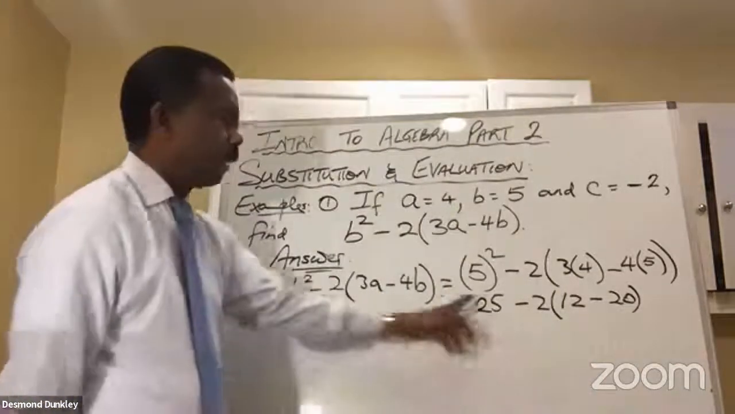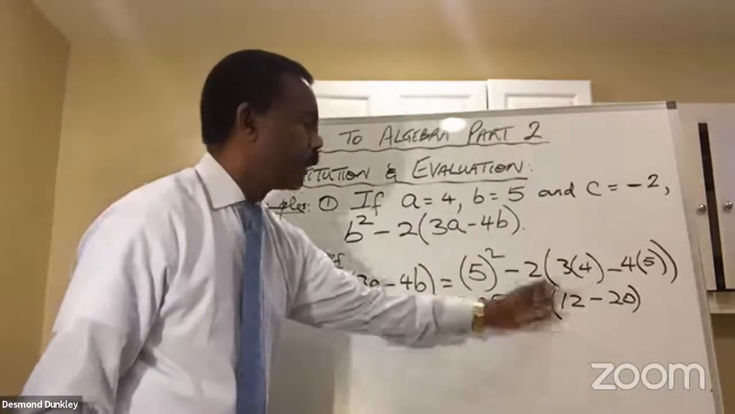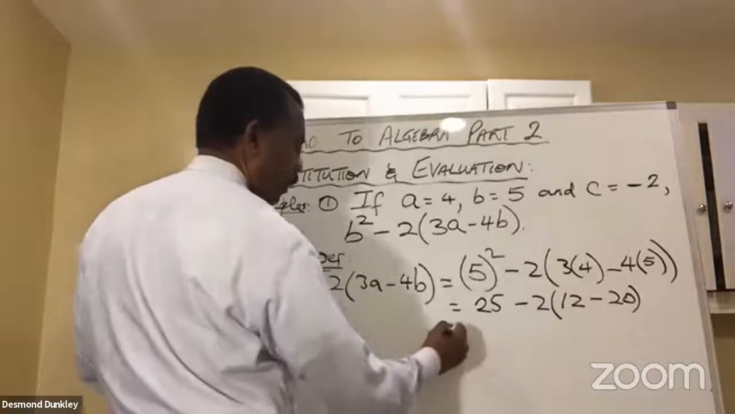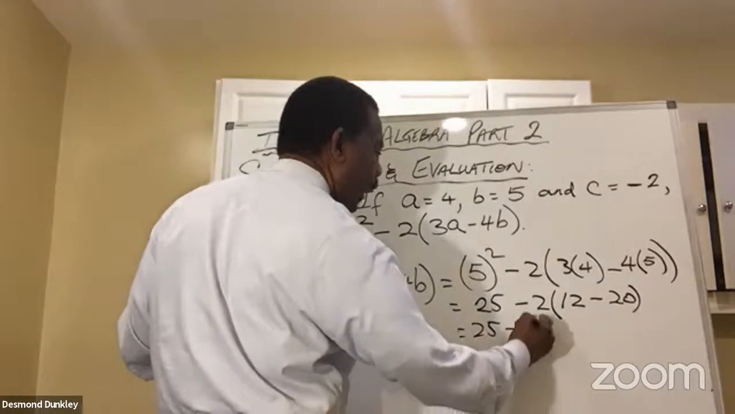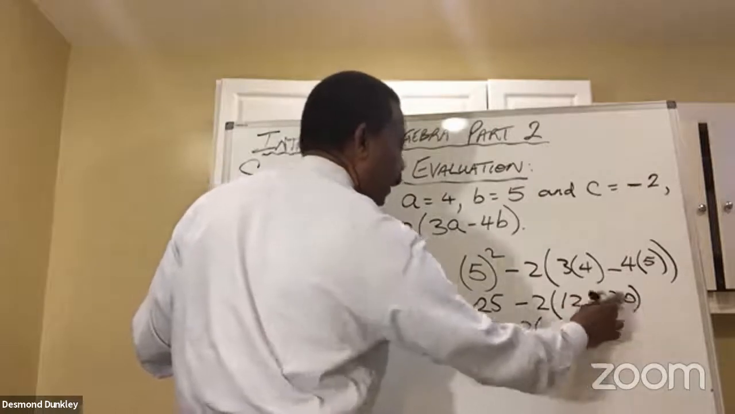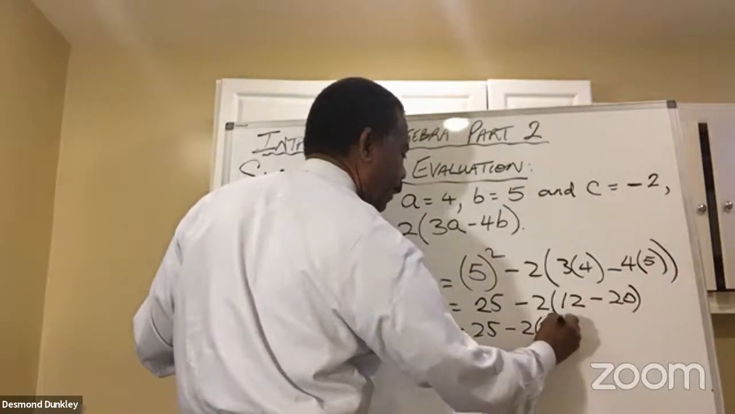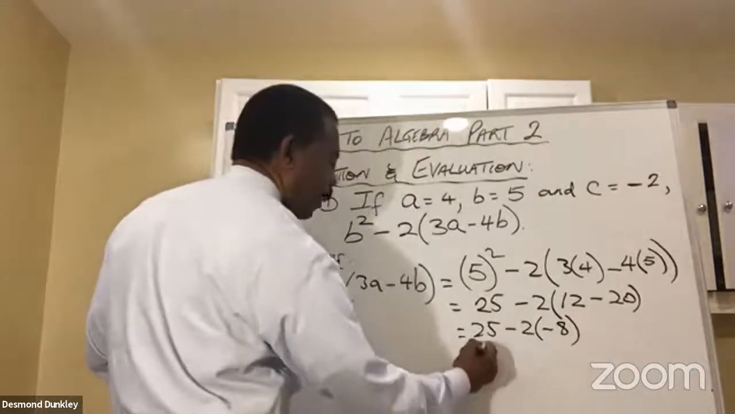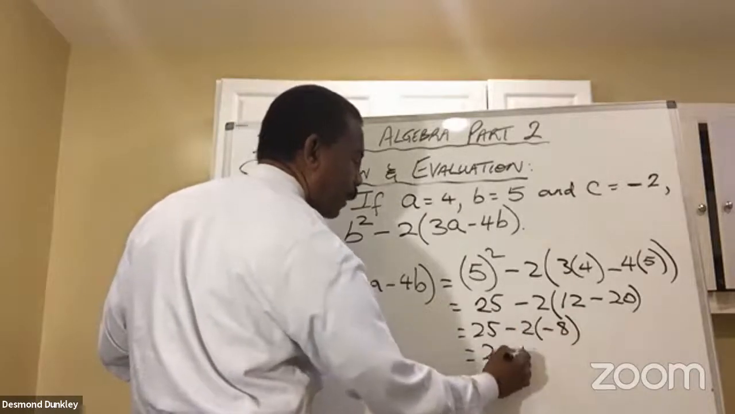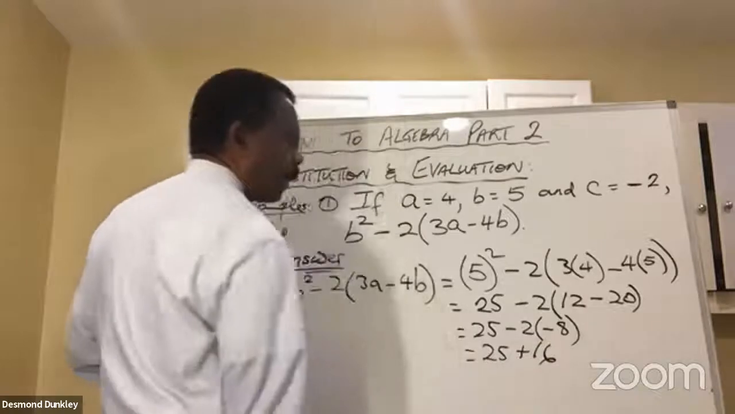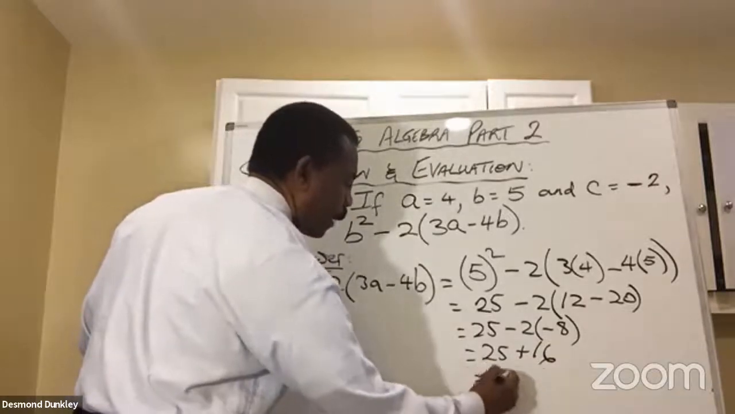So now it's 25 minus 2 times whatever I get here. So it's equal to 25 minus 2 times 12 minus 20, which is negative 8. So that gives me 25. Negative 2 times negative 8 is 16. And that works out to be 41.